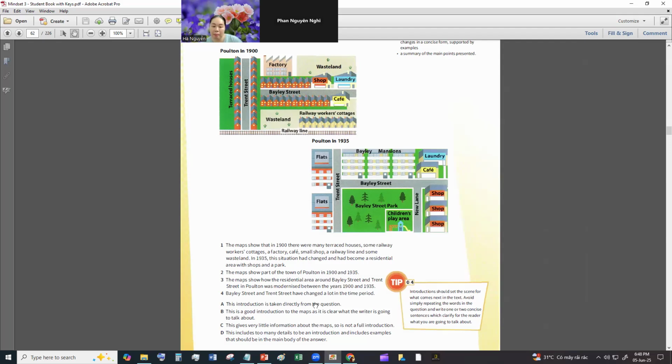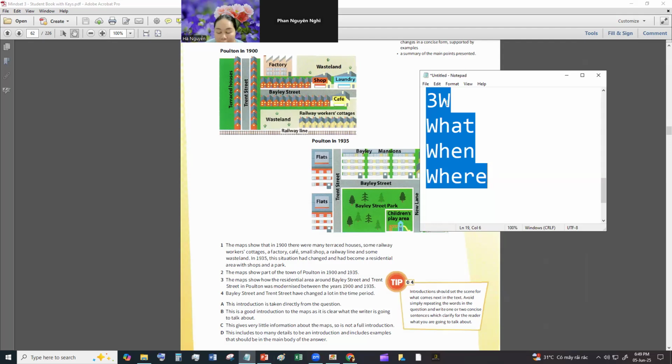What is the matter with number 4? It doesn't have what and when. It only has where. That's right. So this gives very little information, not a full introduction. Good job. That's it. You have identified the correct W's. All right.